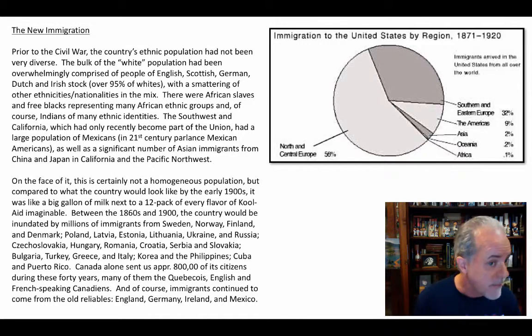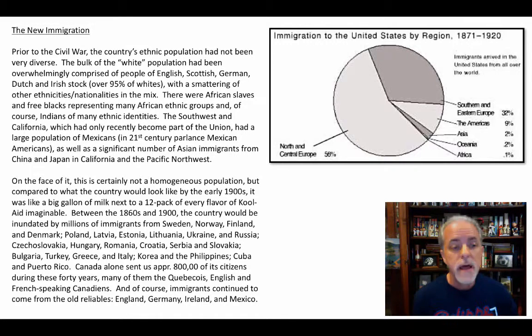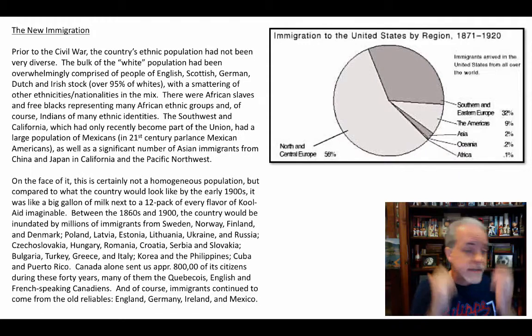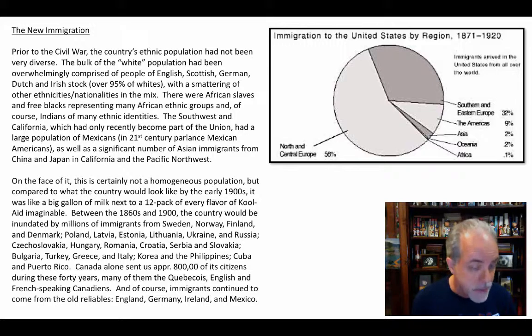There were African slaves and free blacks, representing many African ethnic groups, and, of course, Indians of many ethnic identities. The Southwest and California, which had only recently become part of the Union, had a large population of Mexicans, in 21st century parlance, Mexican Americans, as well as a significant number of Asian immigrants from China and Japan, in California, and the Pacific Northwest. On the face of it, this is certainly not a homogeneous population, but compared to what the country would look like by the early 1900s, it was like a big gallon of milk next to a 12-pack of every flavor of Kool-Aid imaginable.